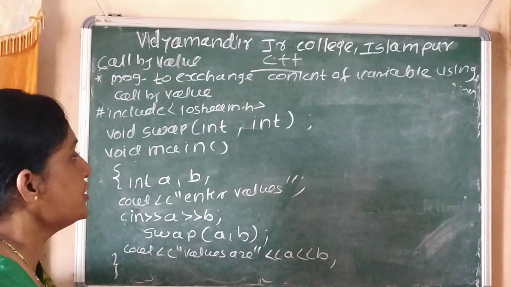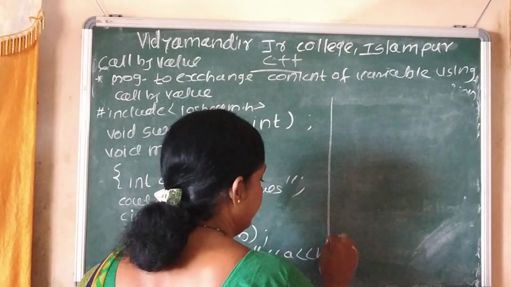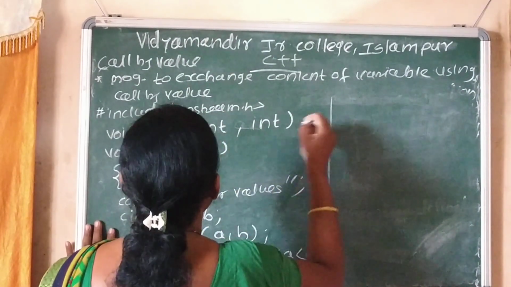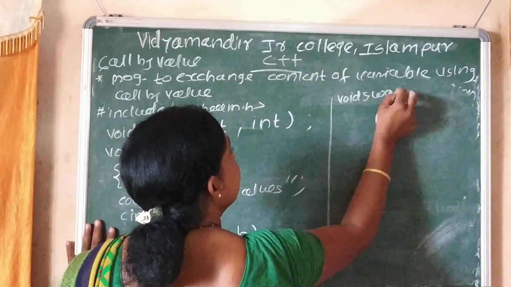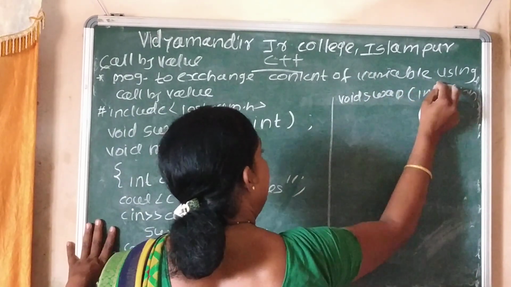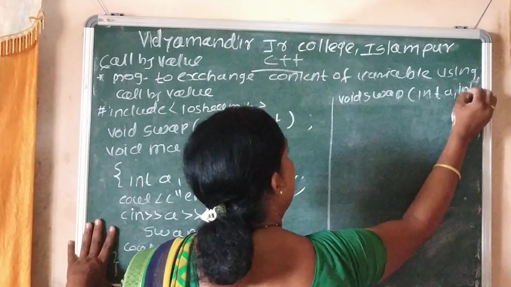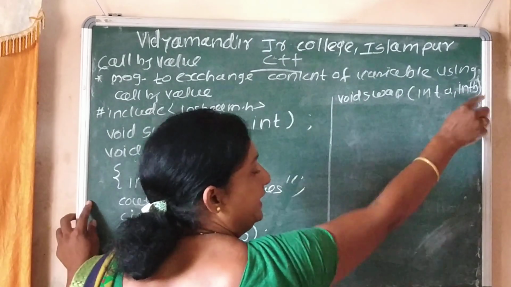Next is a function definition statement, or defining function statement. Function defining is the same as the declaration statement. Void swap, int a, int b. I use the variable names int a and b.